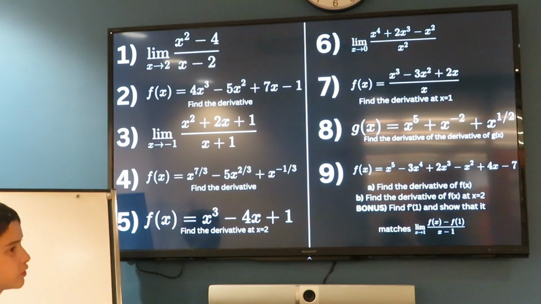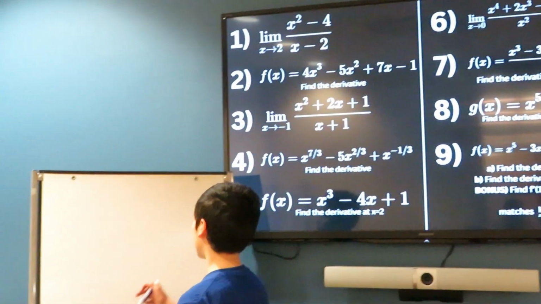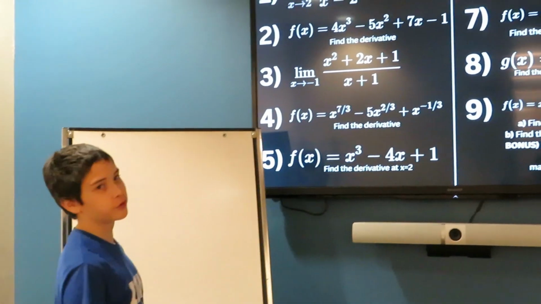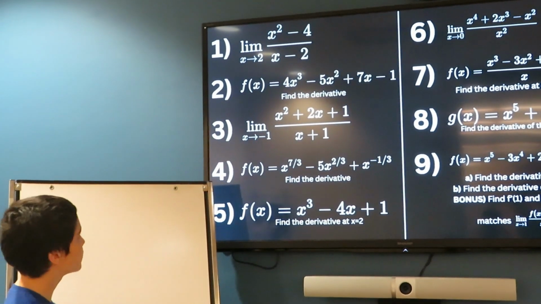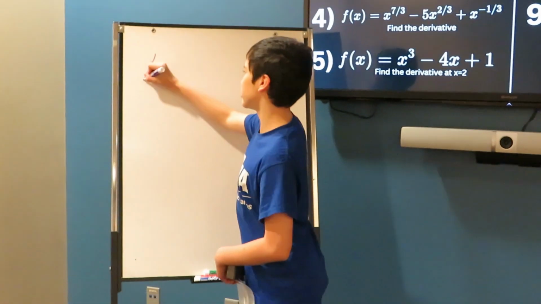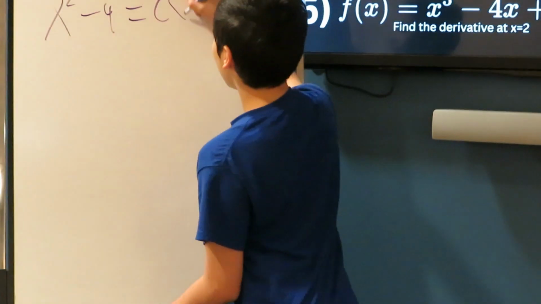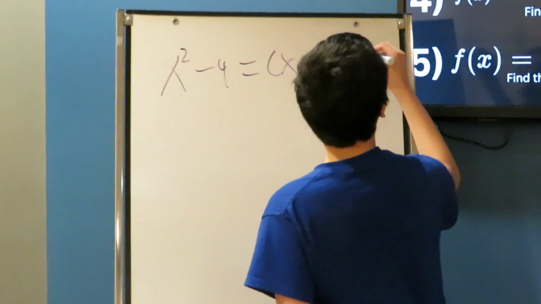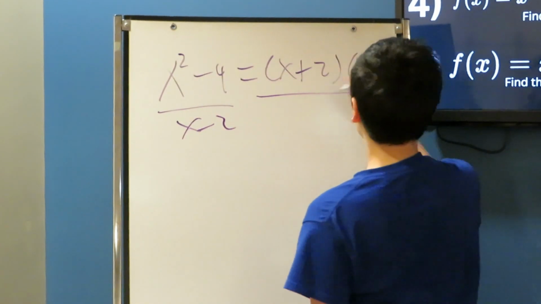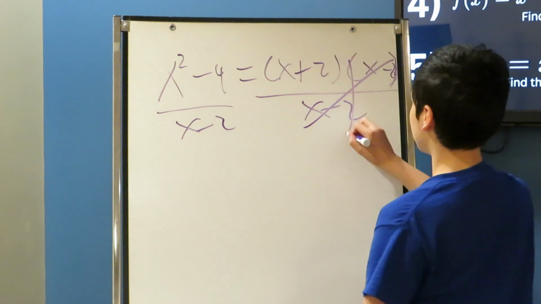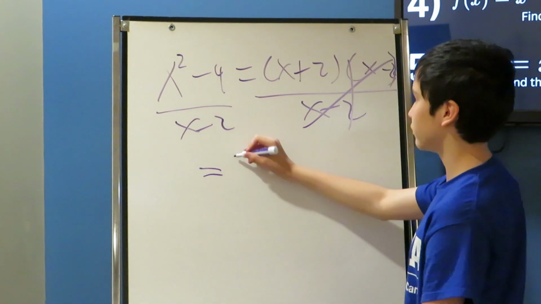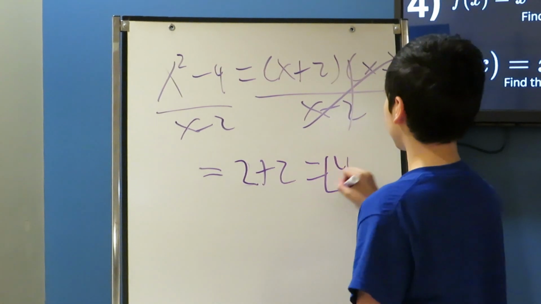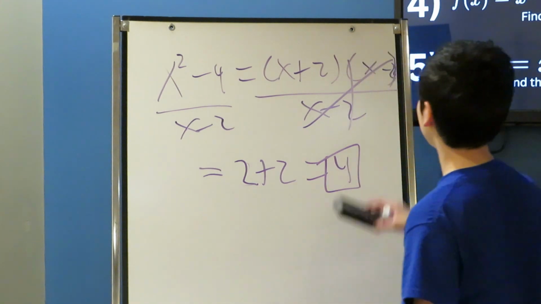Okay, let's check our answers. Well, for the first question, we see that we have a limit. If we try to directly substitute, we get 0 over 0. So instead, we have to try to factor it out. Now, as you can see, or remember, x squared minus 4 is equal to x plus 2 times x minus 2. So since we have an x minus 2 in the denominator, we can cancel out the x minus 2's. We're just left with x plus 2. So once we substitute 2 into the expression, we get 2 plus 2 equals 4. And that would be the first answer.